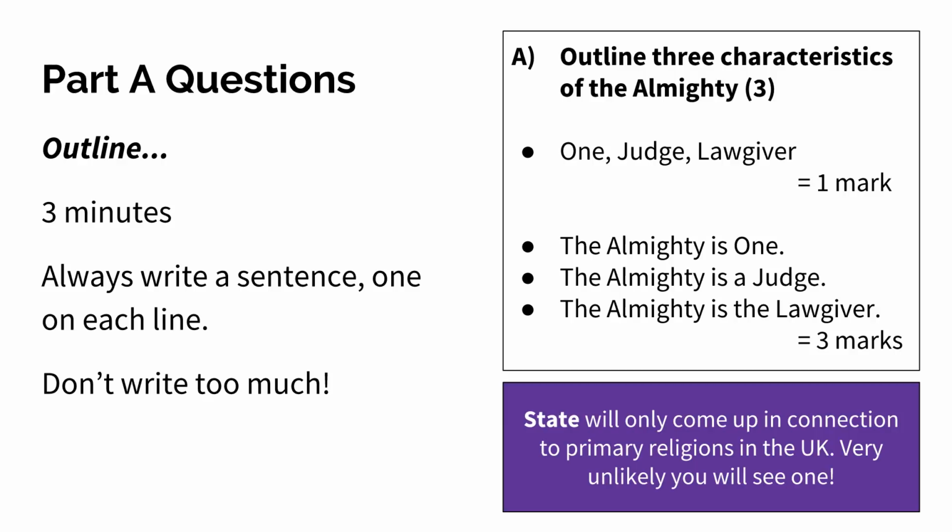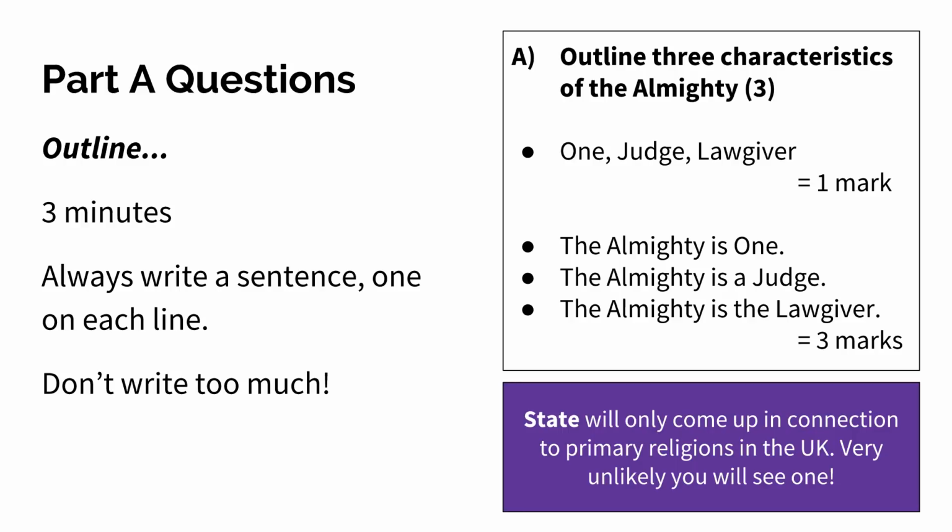There's an example that I've shared with you there about why you can't just give a list. The question from the Judaism paper there outlined 3 characteristics of the Almighty. If you simply list one judge and lawgiver, you will just get 1 mark. If you simply write the Almighty is one, the Almighty is a judge, and the Almighty is a lawmaker, you will get the full 3 marks for it.